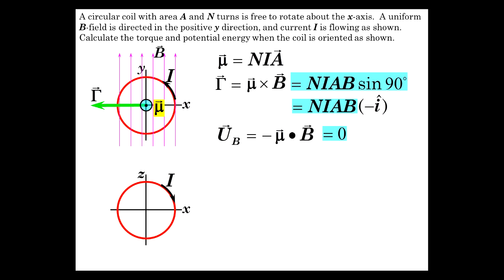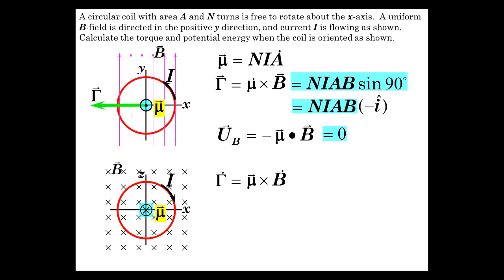We have the current circulating the other way, the magnetic field going into the screen. So there's the magnetic dipole moment using your right hand, thumb pointing into the page. Now, torque is mu cross B. Oh, but wait a minute. Mu goes in, B goes in, both in the same direction, no cross product, zero torque. Energy, minus mu B cosine of 0.